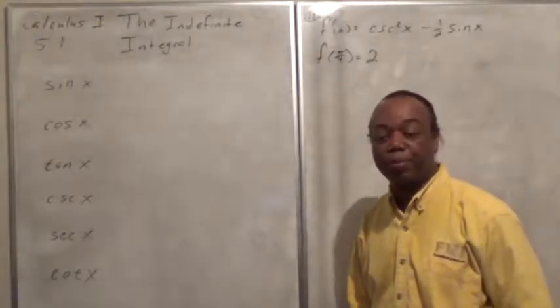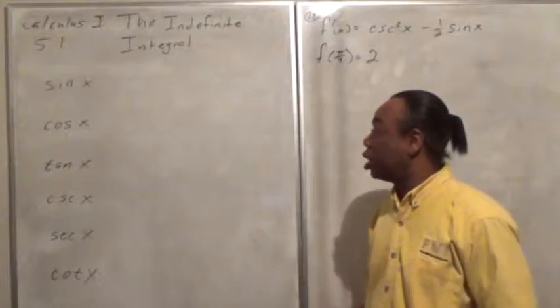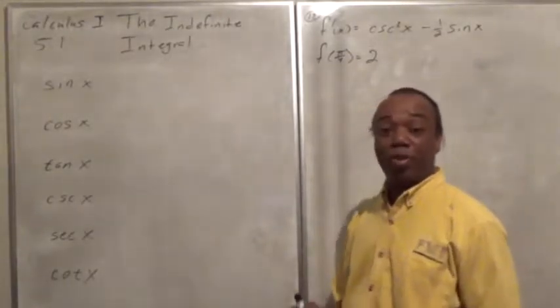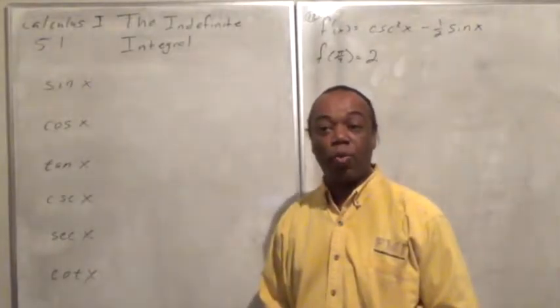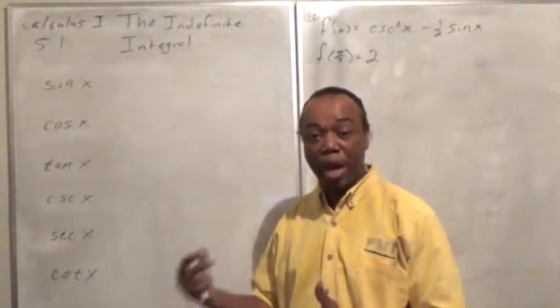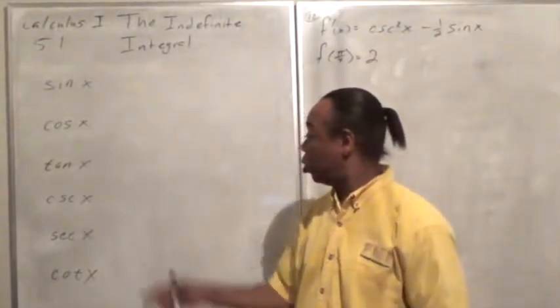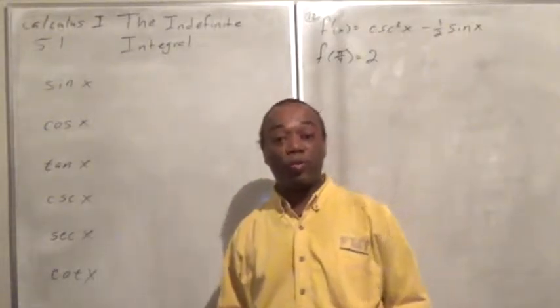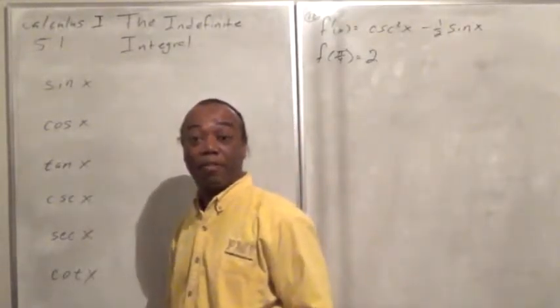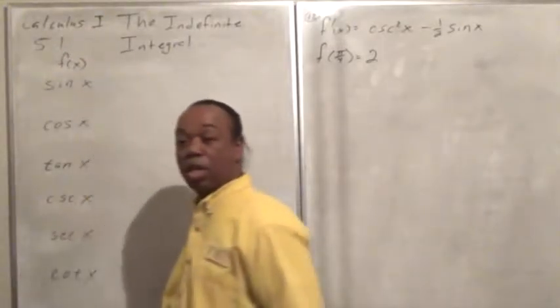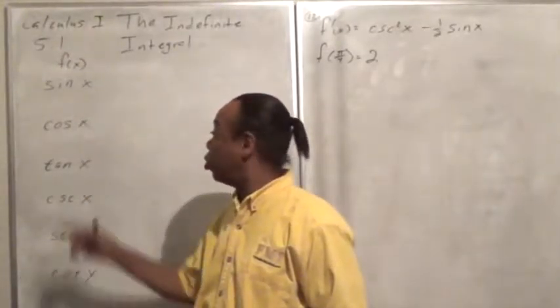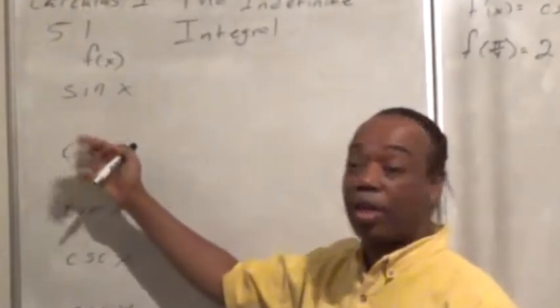The indefinite integral. Okay, let's take a look at the derivatives of our six trig functions, and then we'll look at what the antiderivative, which goes back to the original function, looks like. So let's consider all of these the original function, let's say f of x. Then we're going to look at the derivative of each one.